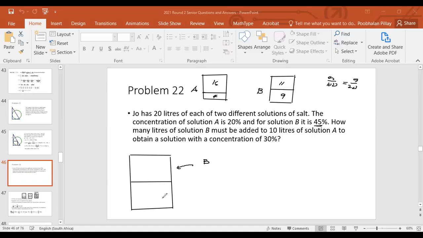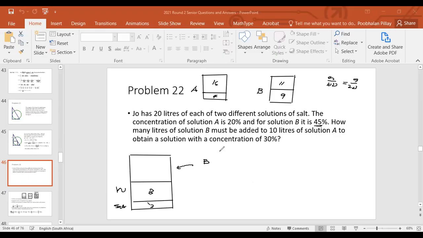Now I want to track the amount of salt here. If the amount of salt in 20 liters was 4, then the amount of salt in 10 liters would be 2. So in this 10 liters, you have 2 liters of salt and 8 liters of water. That's what you had originally.